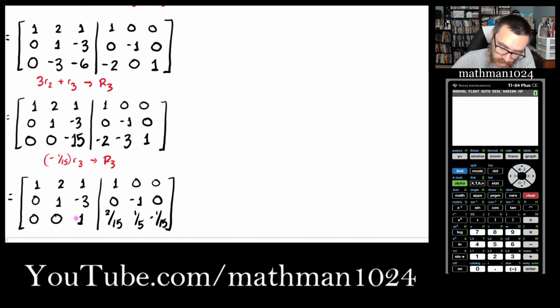All right. Now we're going to use this bottom row right here to get zeros here and here. And the way that we do that is we're going to do negative row 3 plus row 1, replace row 1 with that. And then we're going to do 3 times row 3 and add that to row 2 and make that replacement.